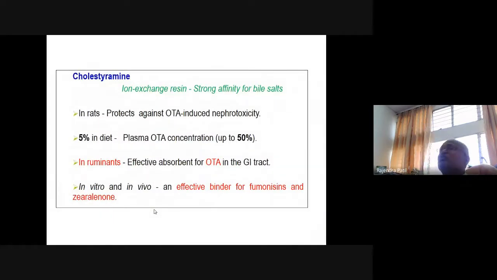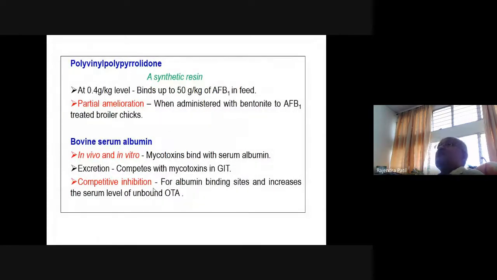Then cholestyramine, also an ion exchange resin, has strong affinity for bile salts, and it protects rats against OTA-induced mycotoxicity. A 5% dose of cholestyramine in the diet can reduce the plasma concentration of OTA by up to 50%. In ruminants, it is an effective absorbent of OTA in the GI tract, and it has potential against streptomycin and genotoxicity.